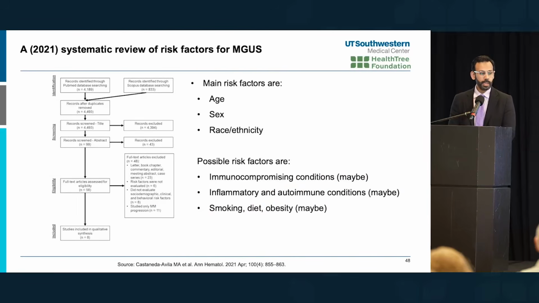And then looking at risk factors for MGUS. So, what do we see as being risks overall, and then how does that tie to things that we can potentially do? The main risk factors seem to still be age, sex, race, ethnicity. Those are things you can't change. But there are a lot of possible risk factors such as immunocompromising issues, inflammatory autoimmune conditions, smoking, diet, obesity, perhaps.